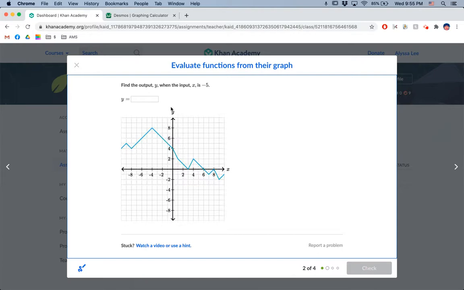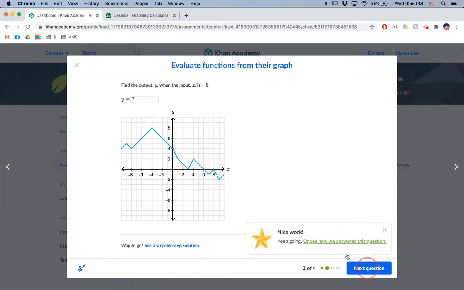Let's do one more. So again, find the output y when the input x is -5. So basically, what's the y value when your x value is -5? I'm going to go back to my origin. X value of -5 is right here. Let's read where the graph is with an x value of -5. It goes all the way up there. If you read it closely, it should be a y value of 7. Okay, so -5, comma 7, or in other words, your output value is 7 there. Okay, so that's all that is.